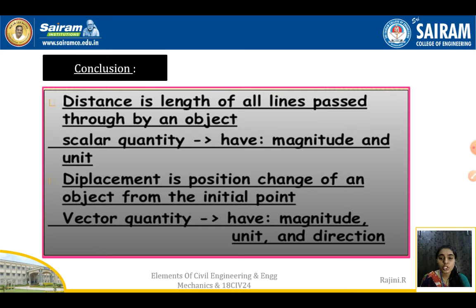it is the position change of an object from the initial point, right? It's just a change from the initial point to another point. So it comes under vector quantity, that is, magnitude and also direction, both. Here we will know both magnitude and direction.